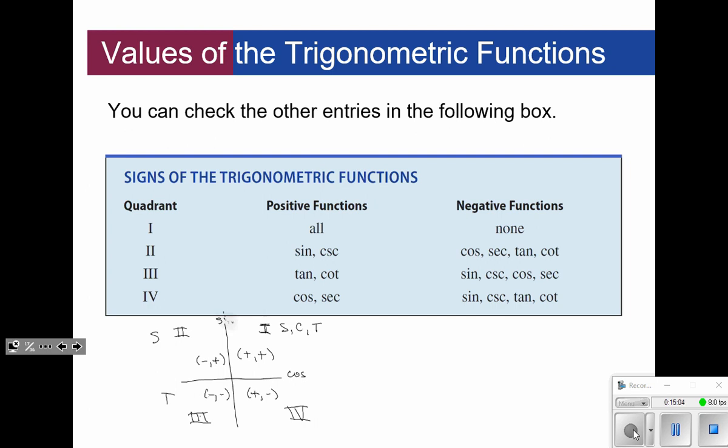Okay, because again, cosine is your x value. If your y value is negative, that's going to make your tangent negative. Okay, because again, tangent is y over x, sine over cosine.